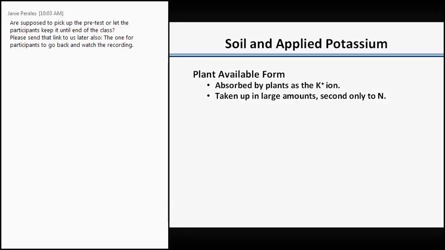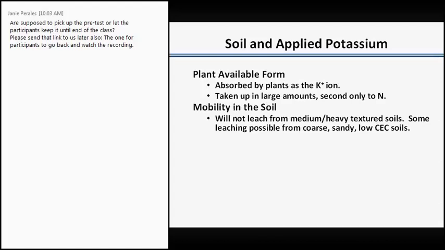It's taken up in very large concentrations, very similar to nitrogen. Nitrogen is usually our number one nutrient being taken up, and potassium is usually number 2. Mobility in the soil: it doesn't leach very readily, especially in medium to heavy textured soils, but you'll see it leach fairly readily on either low cation exchange capacity soils or coarse sandy acid soils, like we have in some areas of East Texas.